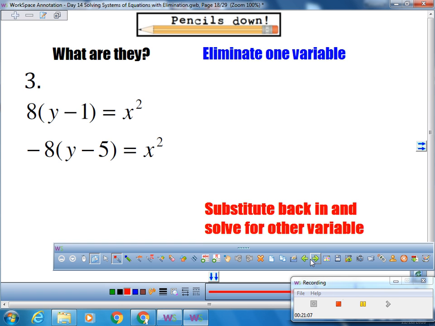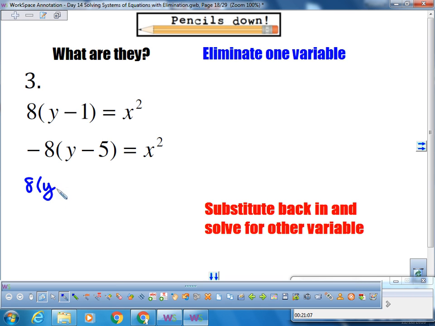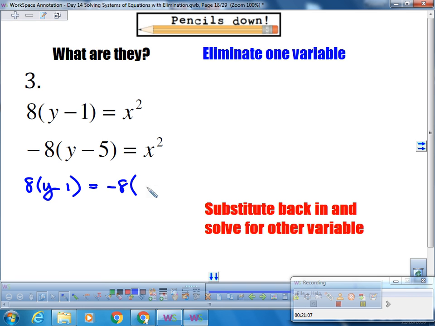All right, here's number 3. Hey, look at these, both right here are x squared equals. So couldn't I say they equal each other? I could. So if x squared equals this, and x squared equals this, then they must equal each other. Or I could have just multiplied the bottom by a negative. Would you guys rather me do that?